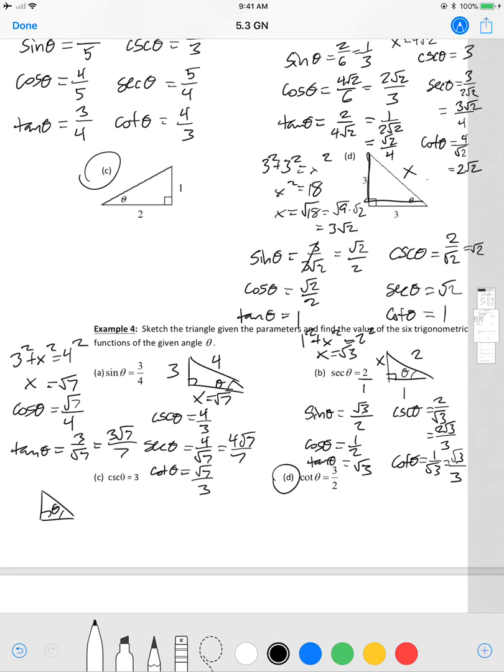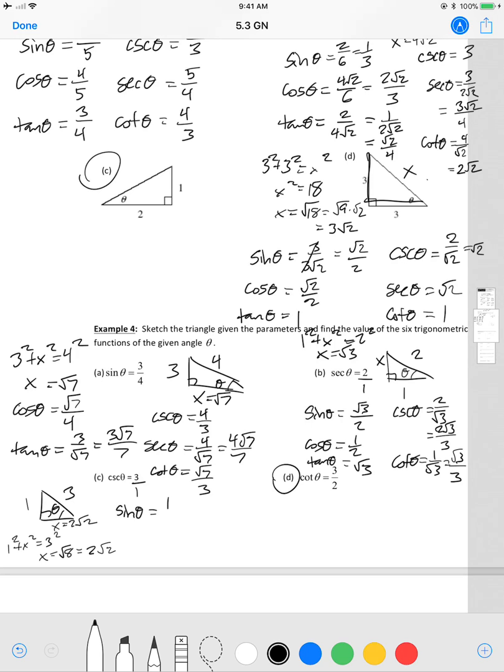Cosecant, reciprocal of sine, so it's going to be, instead of opposite over hypotenuse, it'll be the hypotenuse over the opposite side. So hypotenuse is 3, opposite side is 1. I need to figure out what x is. 1 squared plus x squared is 3 squared. X is the square root of 8, or 2 square root of 2. Again, I know I'm going a little fast now, but hopefully you've seen enough examples at this point that you're comfortable.